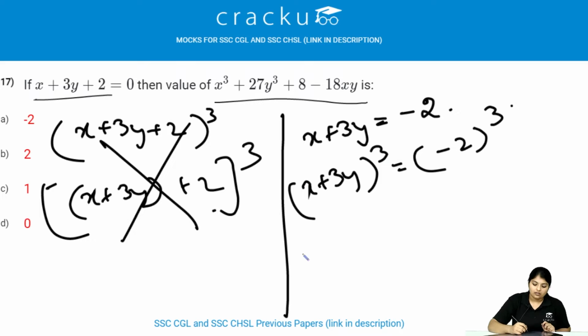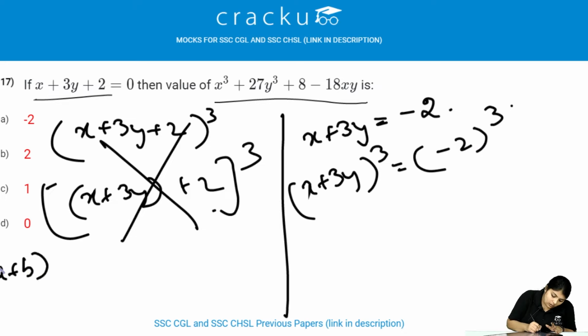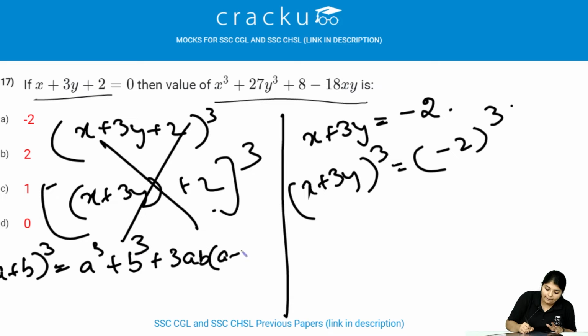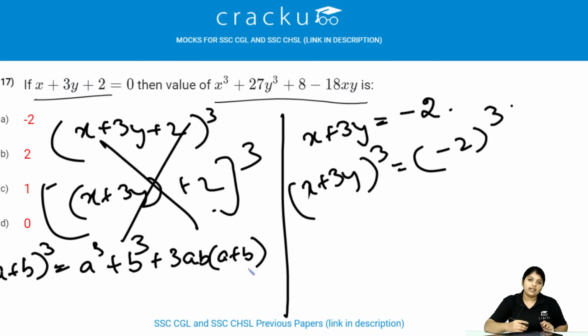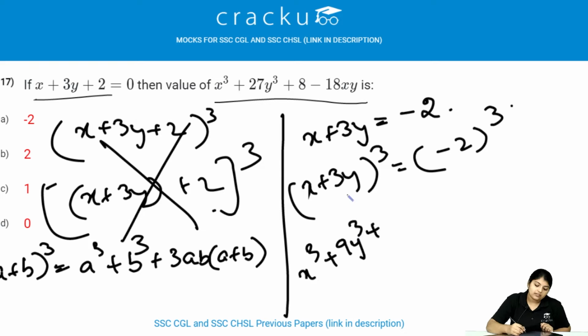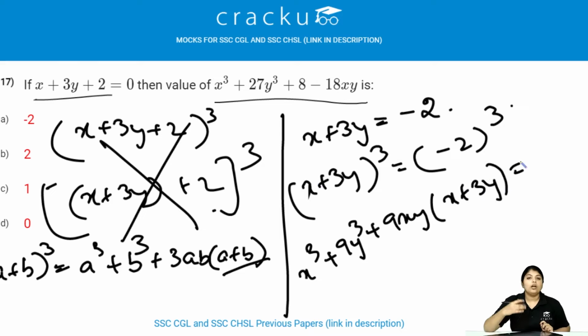So cubing this, like the basic formula of cube is, see, a plus b whole cube is a cube plus b cube plus 3ab into a plus b. So solving it like that, x cube plus 27y cube plus 3 into 3 is 9xy into a plus b, that is x plus 3y. Equals to minus 2 whole cube is minus 8. Here do not by mistakenly write it as 8, it is minus 8.